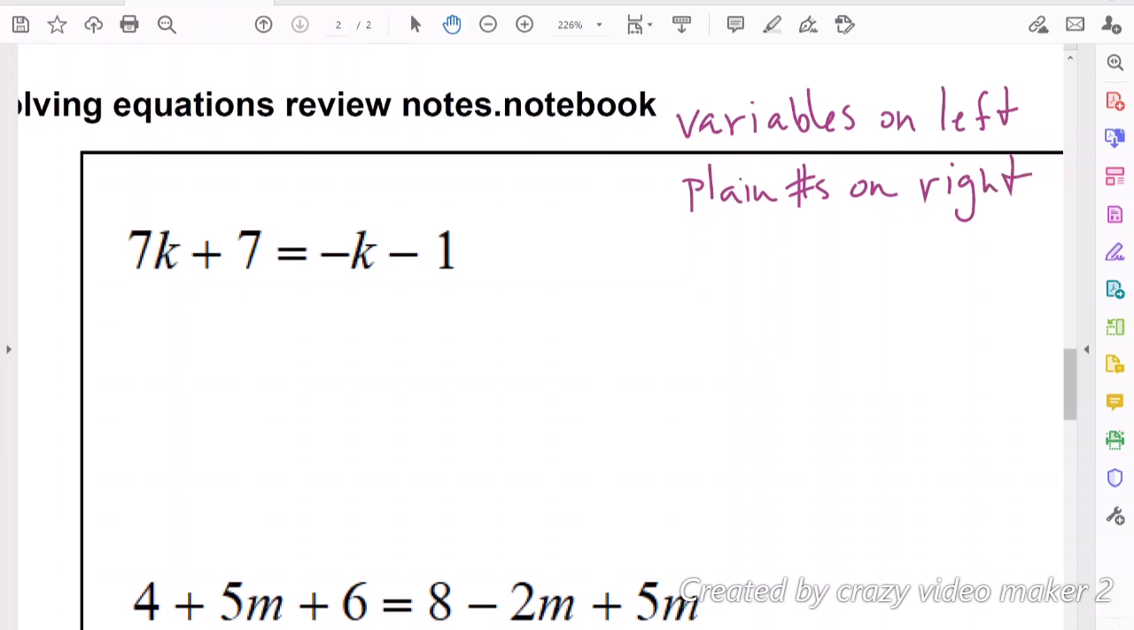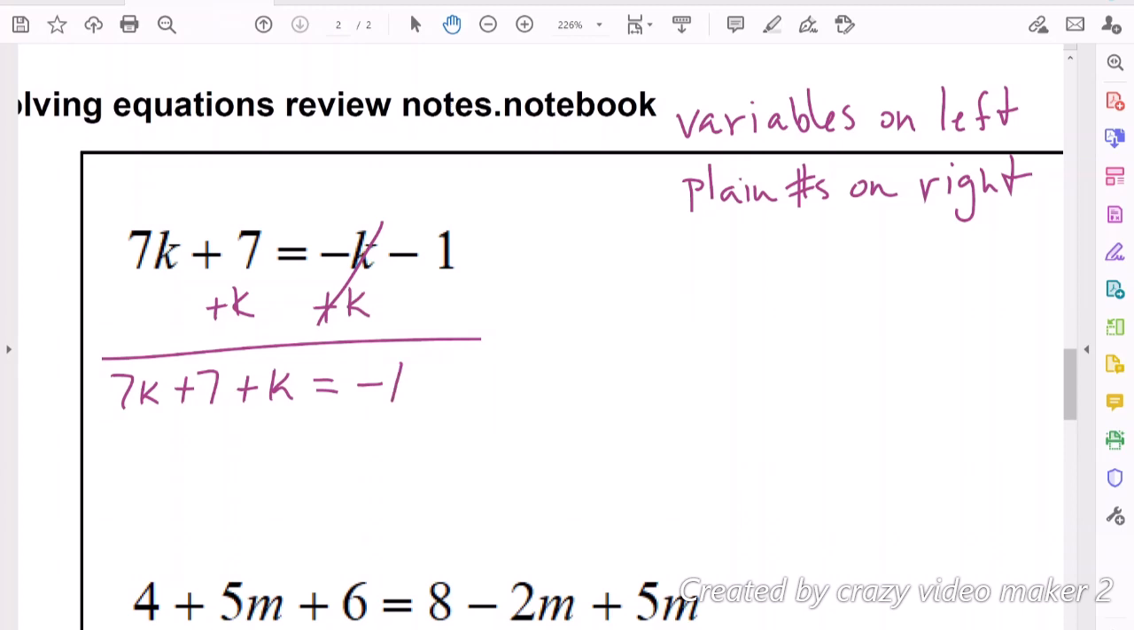Okay, so first thing, I'm going to take this negative k. I need to move it to the other side. Well, how do I get rid of negative k? Plus k. Plus k over here. I'm going to rewrite. You should rewrite after every step. So I have 7k plus 7, and now I added another k, so plus k equals, and then over here those would cancel. I have negative 1.